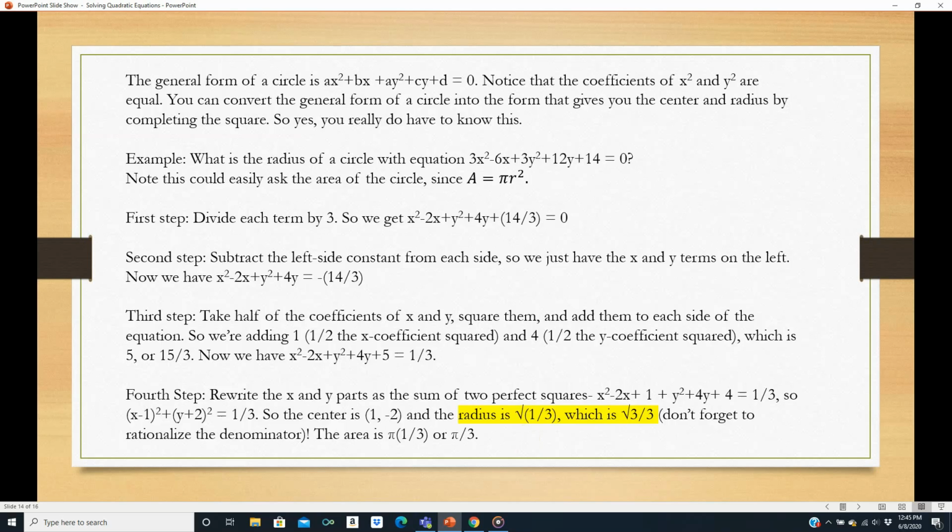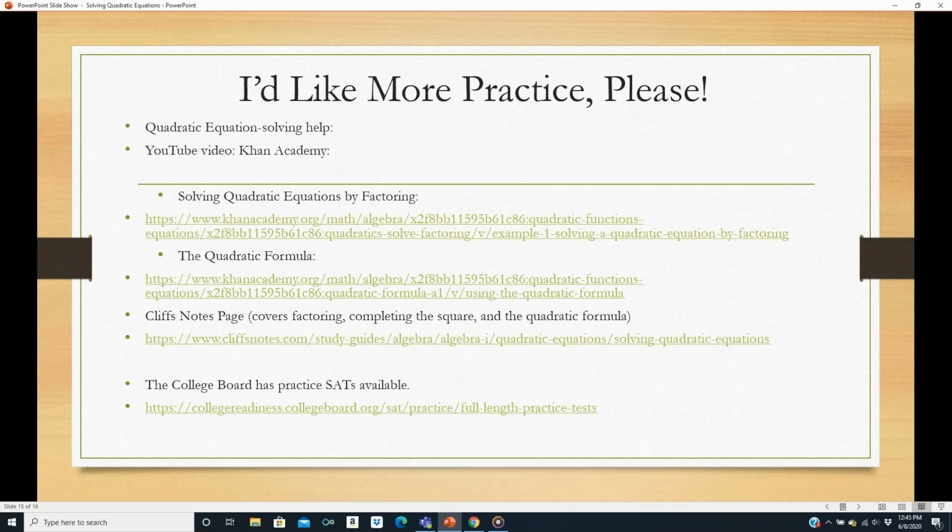I'd like more practice, please. Okay, if you'd like more practice, there is quadratic equation-solving help at Khan Academy. Khan Academy is the official provider of video help for the College Board, who of course are the SAT people. So they're very good. Khan is a super nice guy. I believe he started just because he wanted to help his nephew with this and decided he wanted to help everybody in the world. So you can go to this address at Khan Academy. This was also in the information beneath here, and check it out.